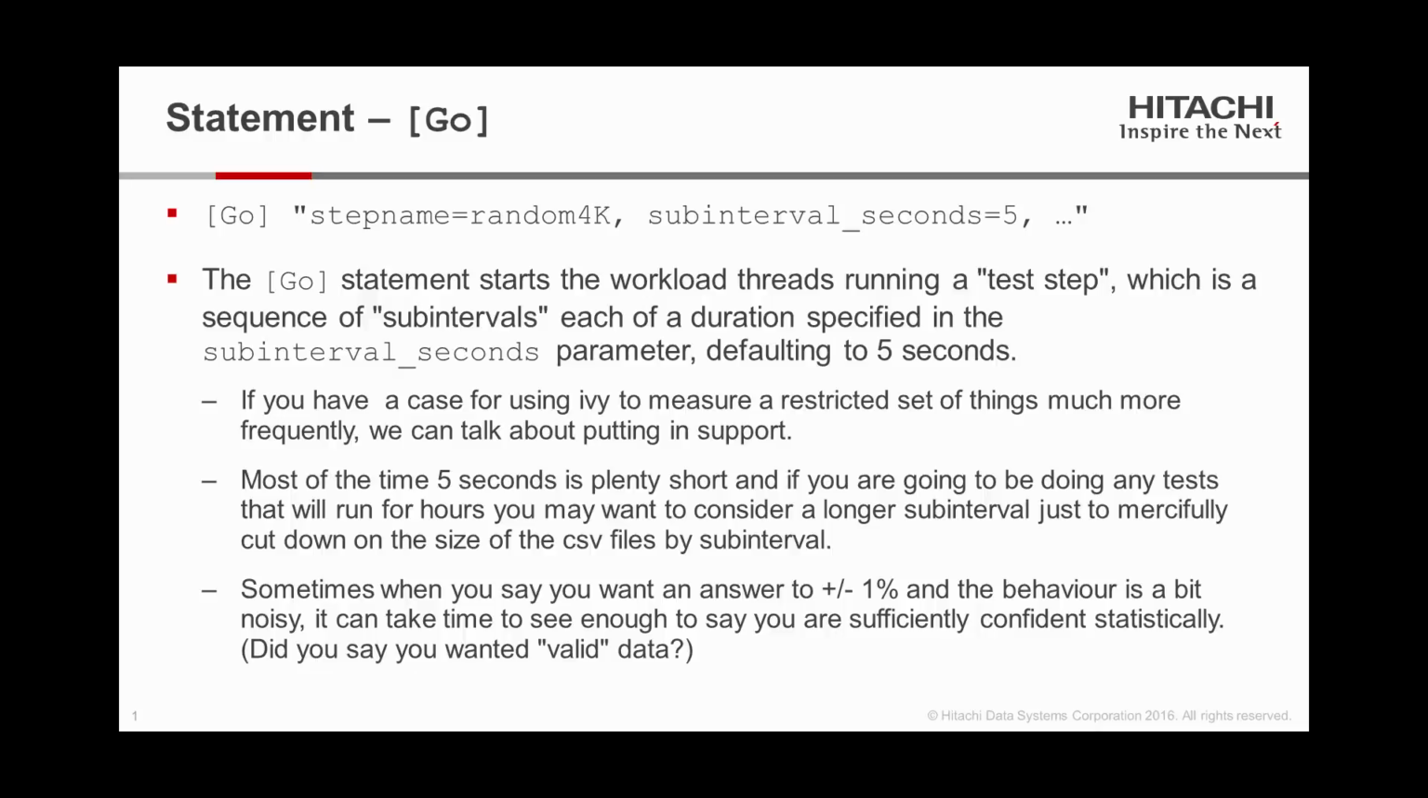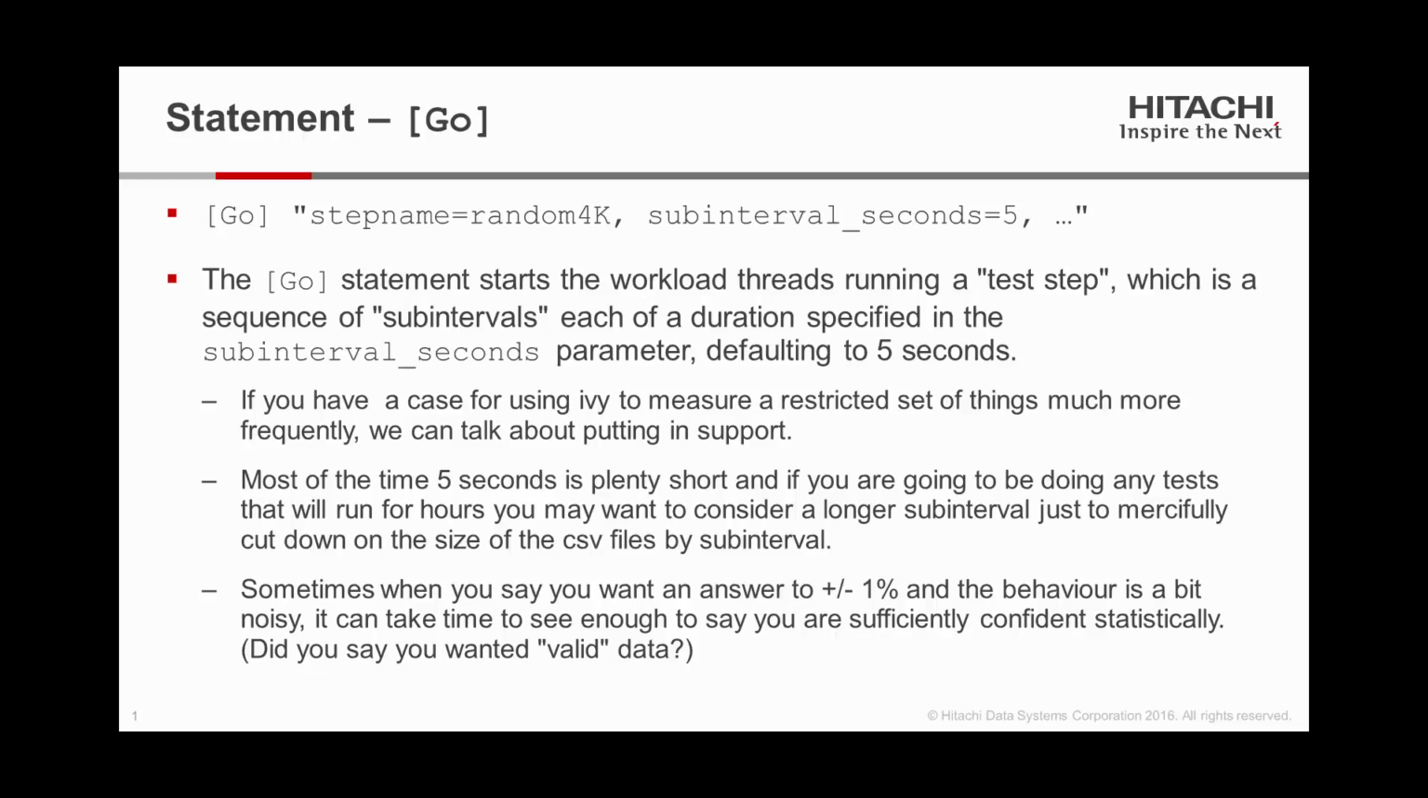The go statement runs a test step, which is a sequence of subintervals. The interface into the underlying Ivy engine takes a single character string as an operand. So from an Ivy script outer wrapper programming language point of view, the go statement has a single operand, which is a text string. The parameters within that are internally parsed within the Ivy engine go statement machinery.